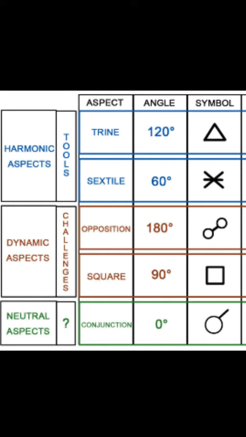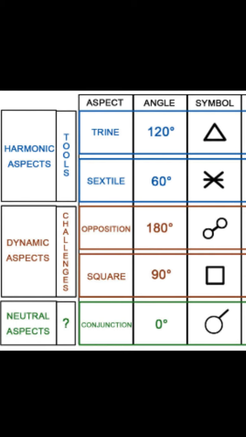Trine represents 120 degrees apart. Square is at 90 degrees. And sextile, which is at 60 degrees. The possibilities are astounding when it comes to the combinations you could find in someone's birth chart. But every relationship between the planets can be explained.